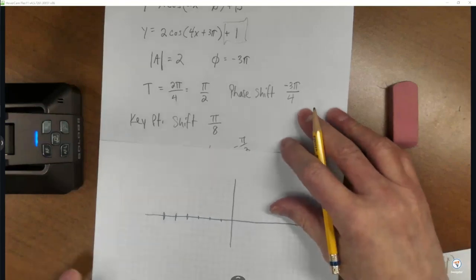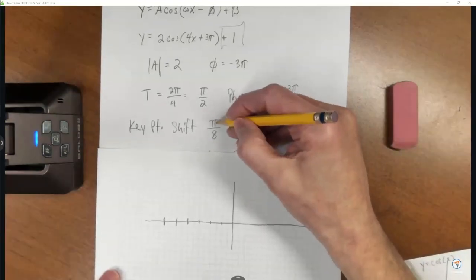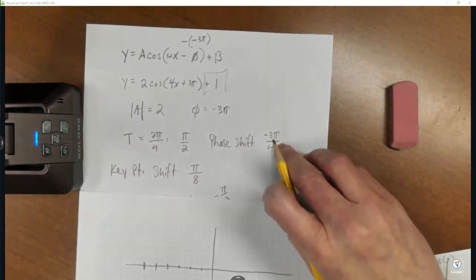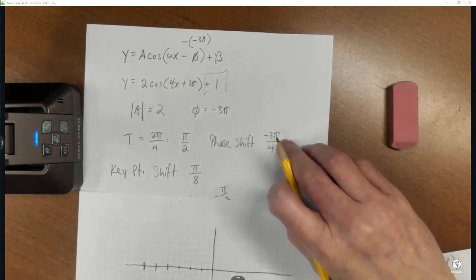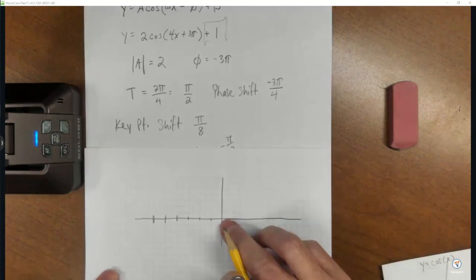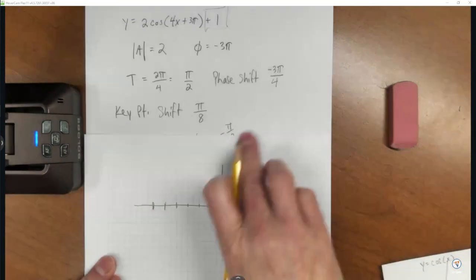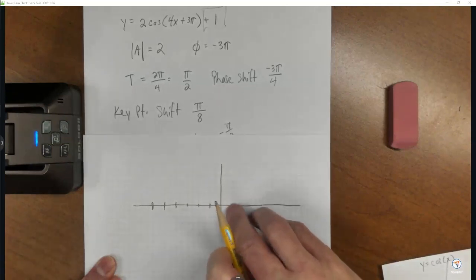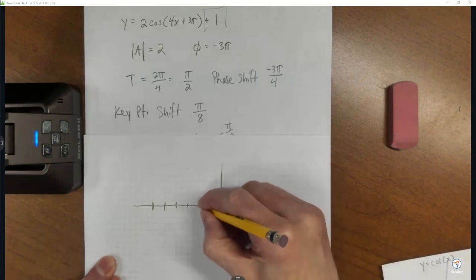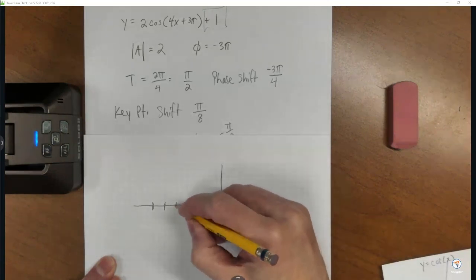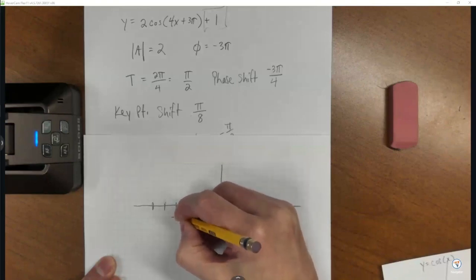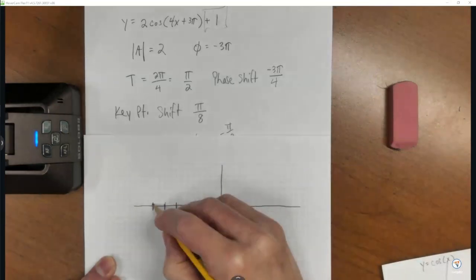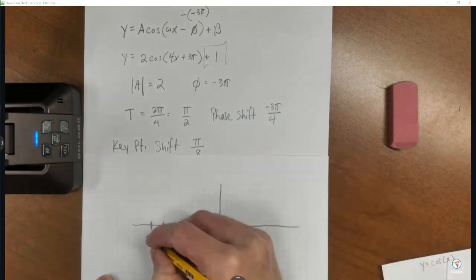Okay, so let's look at our situation here. Our key point shift, the distance between key points, is pi over 8. Our phase shift was negative 3 pi over 4, so that would be negative 6 pi over 8. And so if we count by pi's over 8, we're going to count backwards until we get to the phase shift point. I'll go 2 ticks for each pi over 8. So there's negative pi over 8, negative 2 pi over 8, negative 3 pi over 8, negative 4 pi over 8. So that would be negative pi over 2, negative 5 pi over 8, negative 6 pi over 8, and that's going to reduce to negative 3 pi over 4.